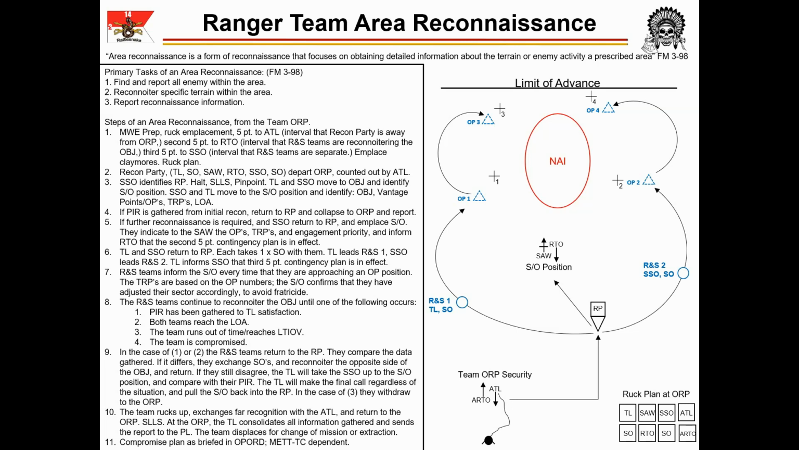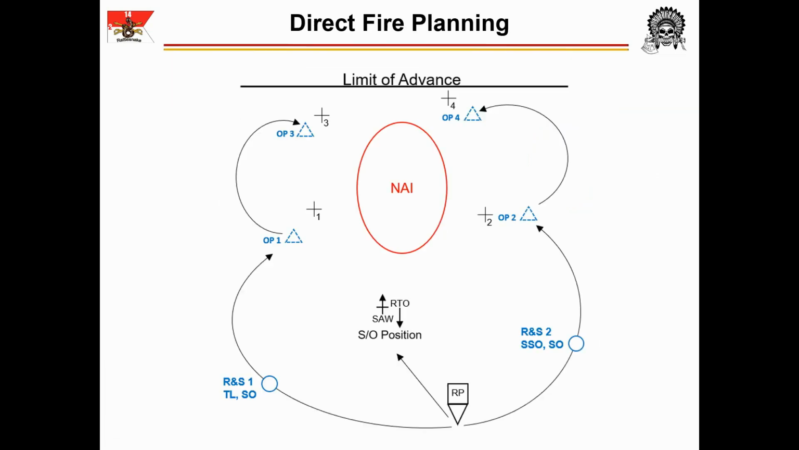Vantage points, or OPs, are the positions from which the team can best observe the NAI. As the team leader and SSO identify these positions, they annotate their positions and assign each OP or vantage point a TRP. This is called the direct fire plan, and there's a simple way to build it that avoids confusion and ensures that there will be no fratricide. The objective should be split in half. RNS1 will get one side, RNS2 will get the other.